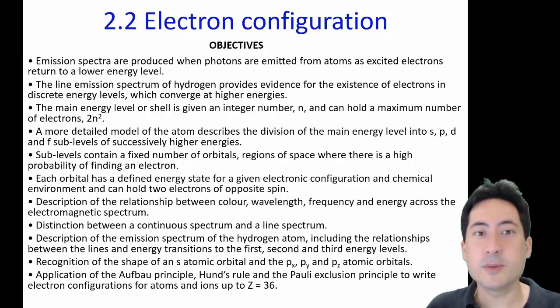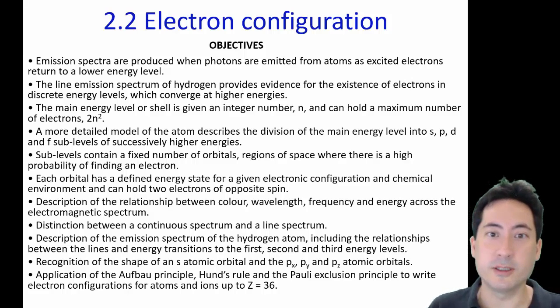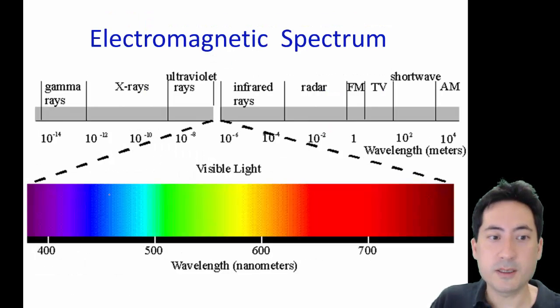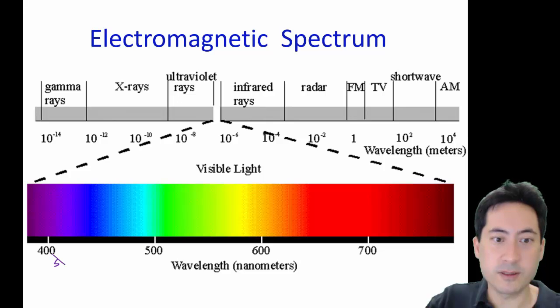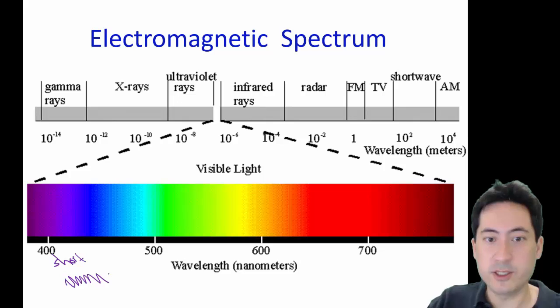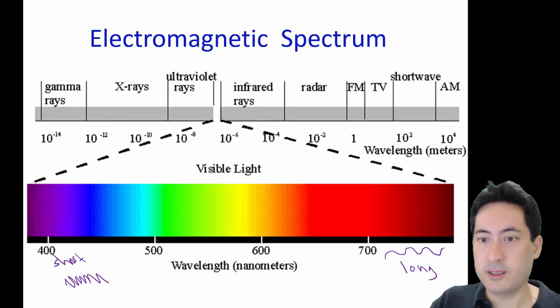This is lesson 2.2, electron configuration, and here are the objectives that we're going through. The electromagnetic spectrum is shown here. Now these are the short wavelengths here, and these have relatively high energy, and the long wavelengths are over here, and they are less energetic.